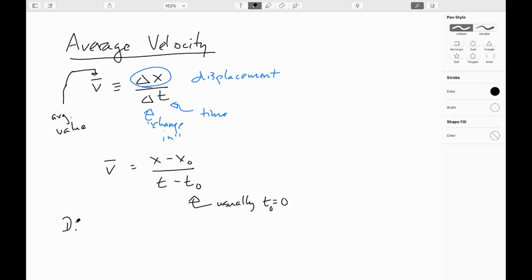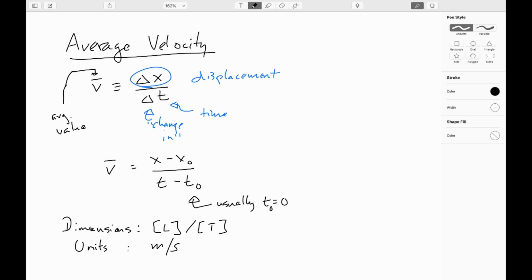So for our dimensions on this, it's going to have dimensions of length over time. And for typical units, a good example would be meters per second if we're going with SI units. Again, we could be having, say, something like miles per hour, furlongs per fortnight, whatever. Some unit of length over some unit of time.